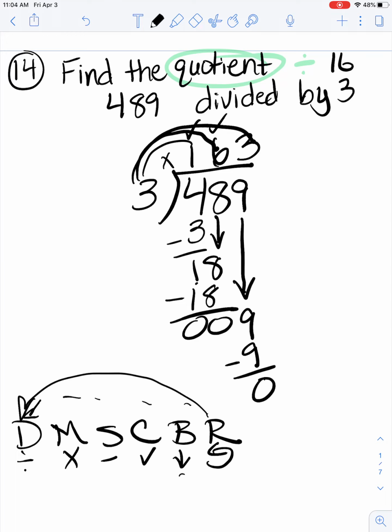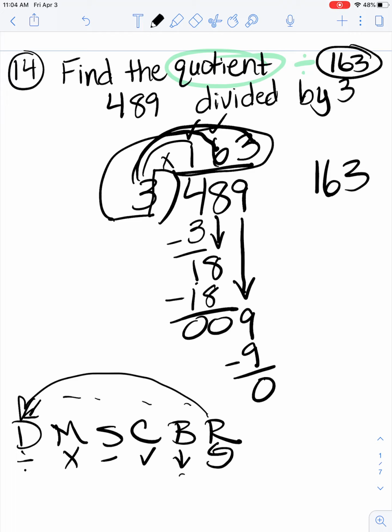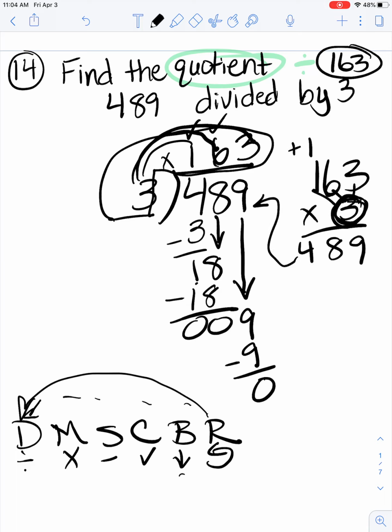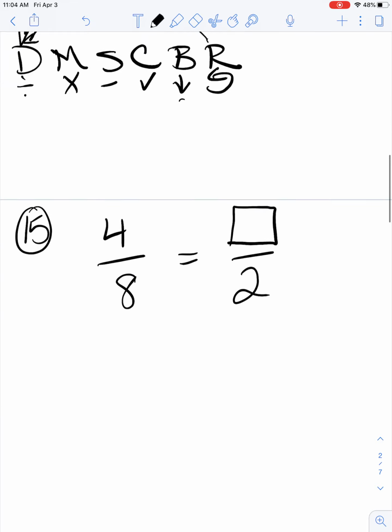163 is my quotient. We can check it by taking our quotient times our divisor. Our quotient, our answer, times our divisor, the one standing out in the sun, remember? We take our ones times our ones, which is 9, our ones times our tens, which is 18, and our ones times our hundreds, which is 3 plus 1 is 4. See if it matches, and it does, our dividend. So our answer is 163.